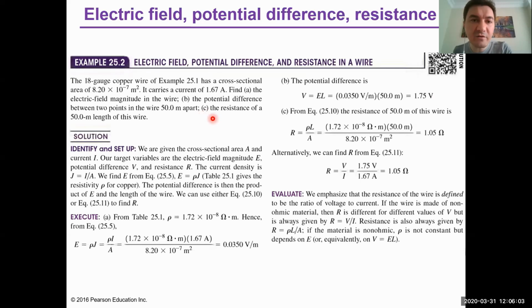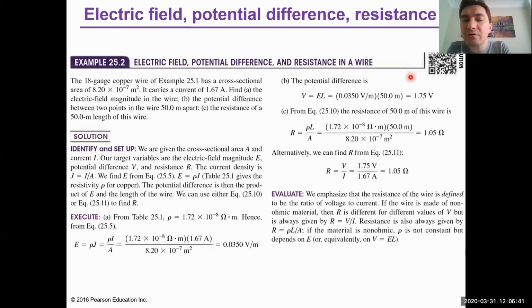So what is the last question? Resistance of a 50 meter length of this wire. Resistance is given by rho times L over A. Rho, the resistivity of the copper wire, you can find from the tables or it is usually given in the question, okay? Don't worry about this. So length is 50 meters, area is already given, then the resistance for the 50 meter copper wire is 1.05 ohm.